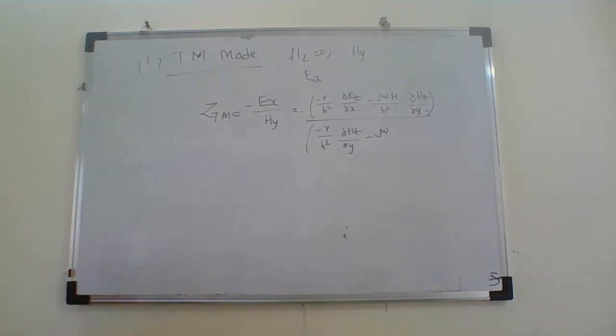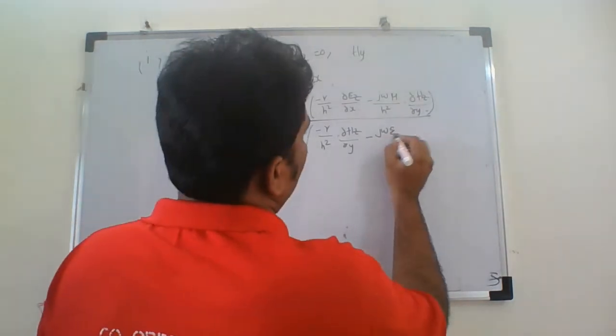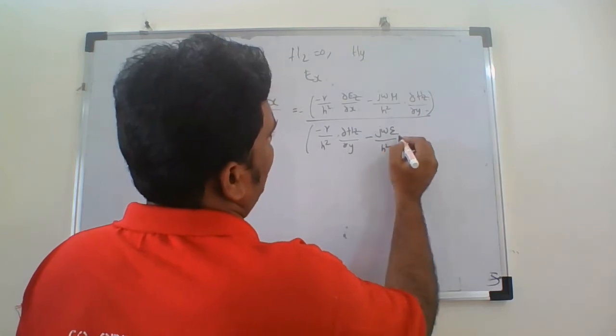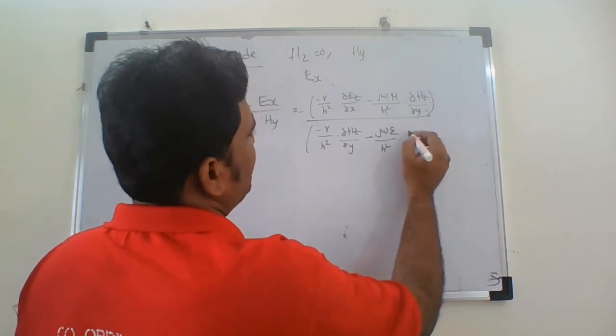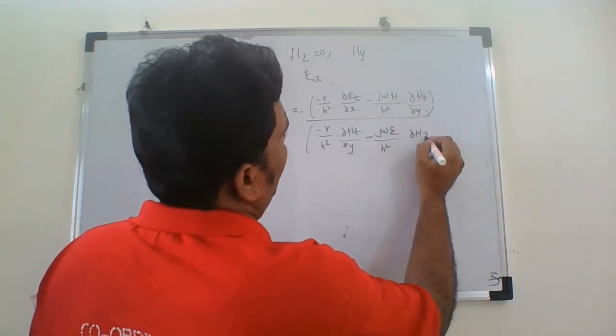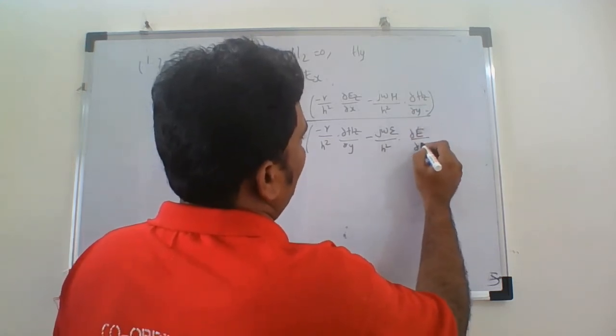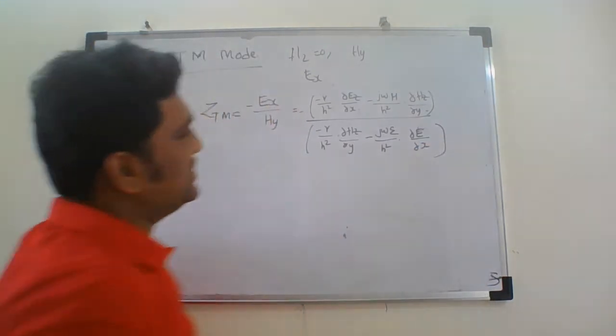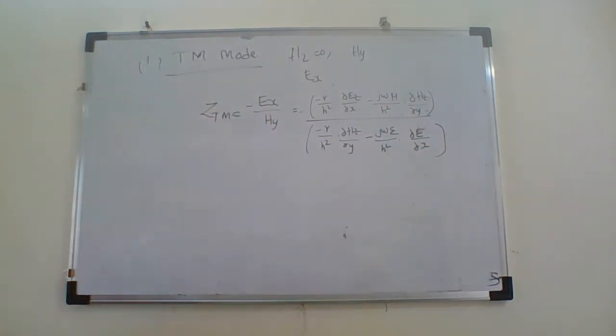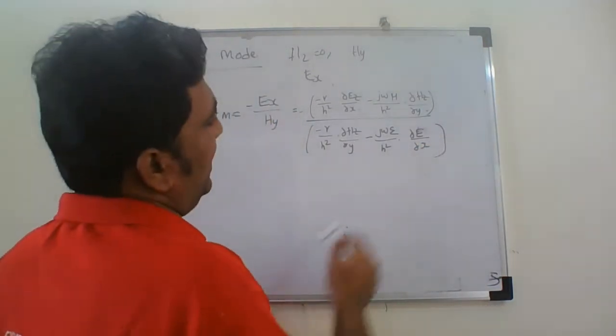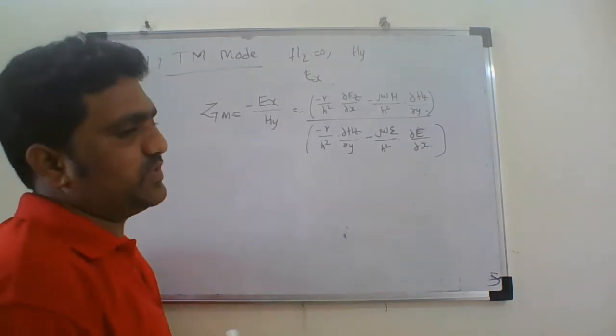Okay, so minus j omega epsilon divided by h square into, right, what is the expression I get? ∂Ez/∂x, sorry, ∂Ez/∂x. So this is the expression that I will get, right? So this is the formula for Hy, the general expression for Hy.